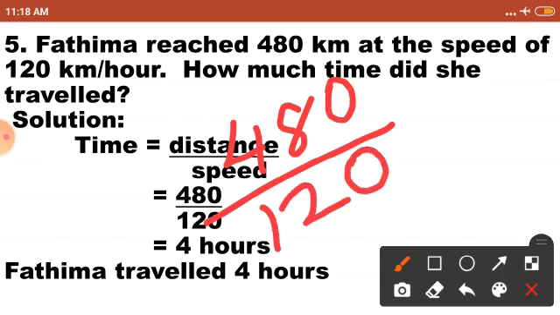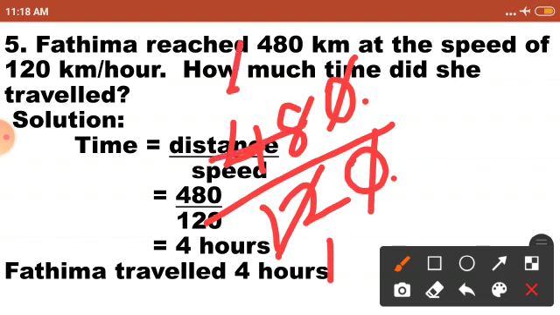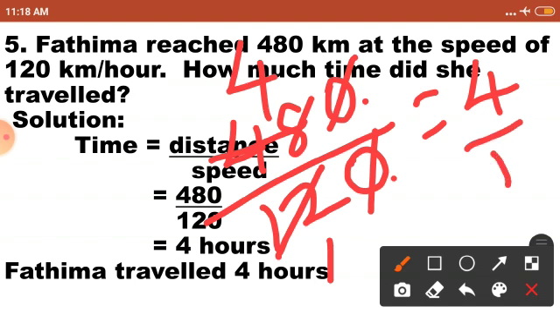Now see, here the ones place is 0. Here also the ones place is 0. So you can cancel both of these. And if you know the 12th table very well, you can use it here. Because 12 will be divided by 12, and at the same time this 48 also will be divided by 12. So 12 1 is 12 and 12 4s are 48. So what you got now? 4 divided by 1. So 4 divided by 1 means the answer is 4. They are asking about the time, so we need to put the unit as hours. So the answer is 4 hours.